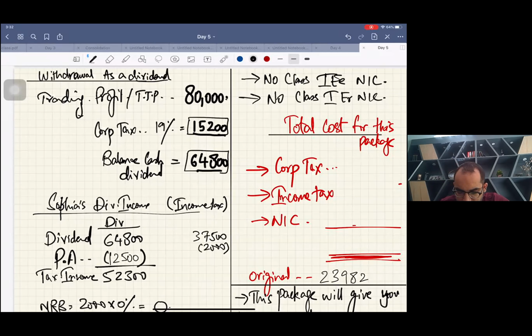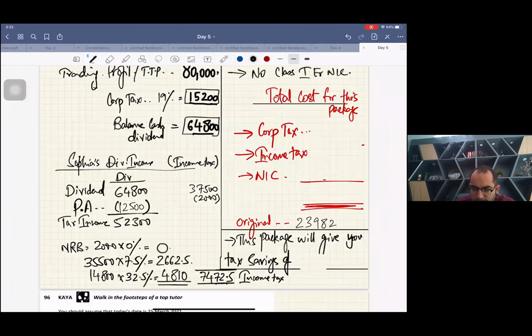Now on this dividend income, you can see this. I have done the working. The first 2,000 is at 0%. Then 35,500 is at 7.5%, and then the rest at 32.5%. So this is your total income tax in this case.